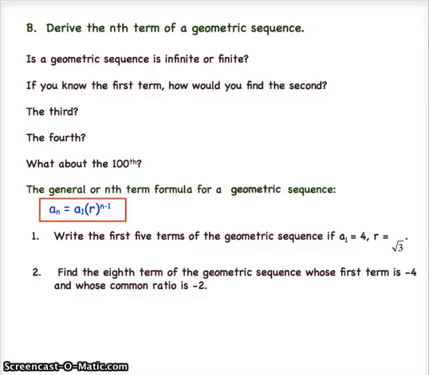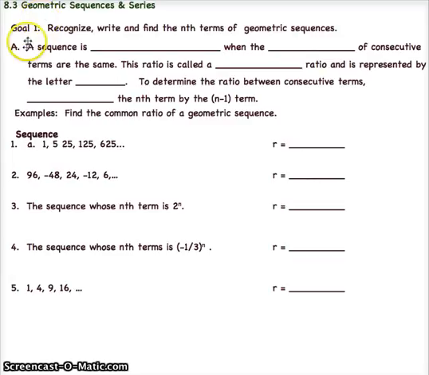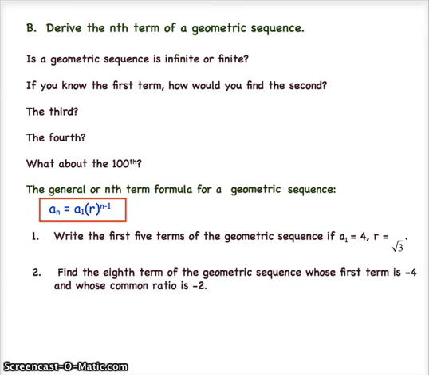Ladies, earlier in class today, we completed the first goal in section 8.3 through the first half of example B. And we finished up with the nth term formula for a geometric sequence. So we derived that. So let's put that to use and practice using it.